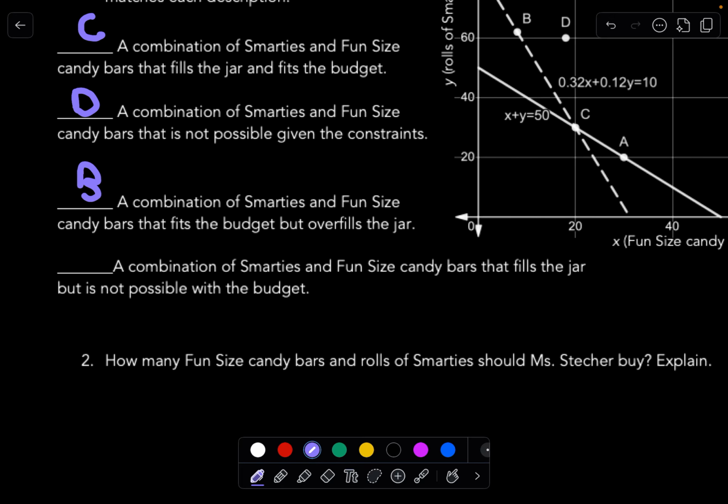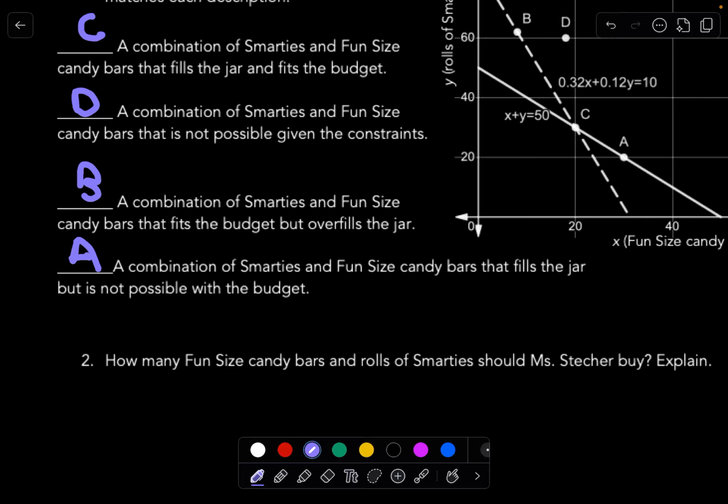A combination of Smarties and fun-sized candy bars that fills the jar. Okay, that's on this line, x plus y equals 50, because that's all the combinations that would fill the candy jar. Fills the jar, but is not possible with the budget. Well, this is definitely above budget. This point right here, so it is point A.